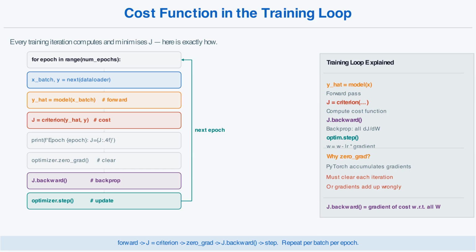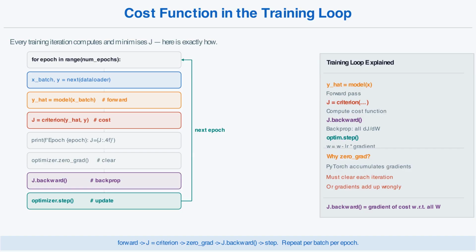Then we compute the cost, J equals criterion of y hat and y. The criterion is whatever loss function we chose: MSE loss, cross-entropy loss, or Huber. Notice the print statement: we log the current cost value to monitor training progress. Watching the cost decrease over epochs is how you confirm that training is working.